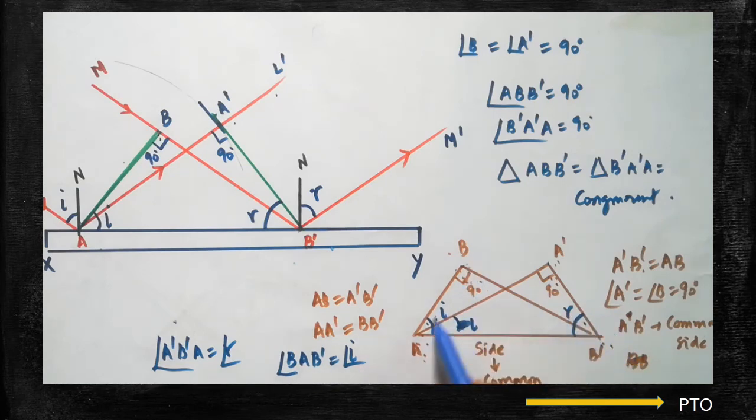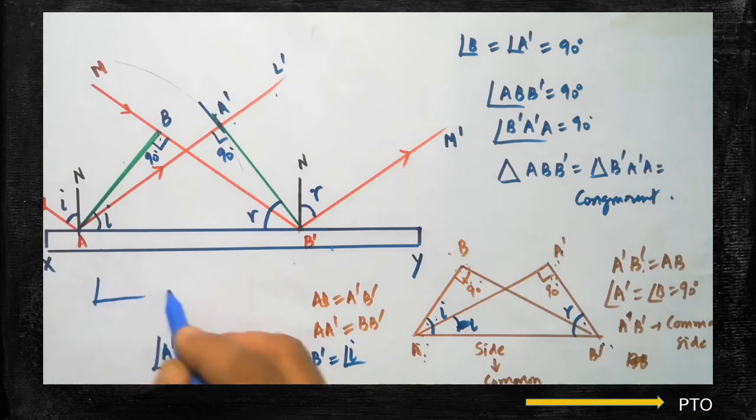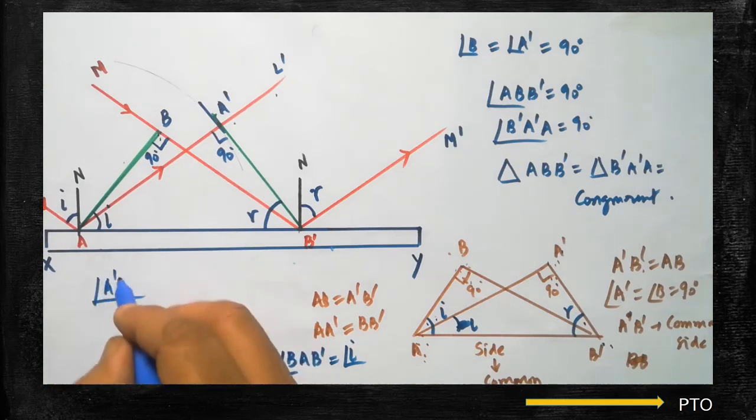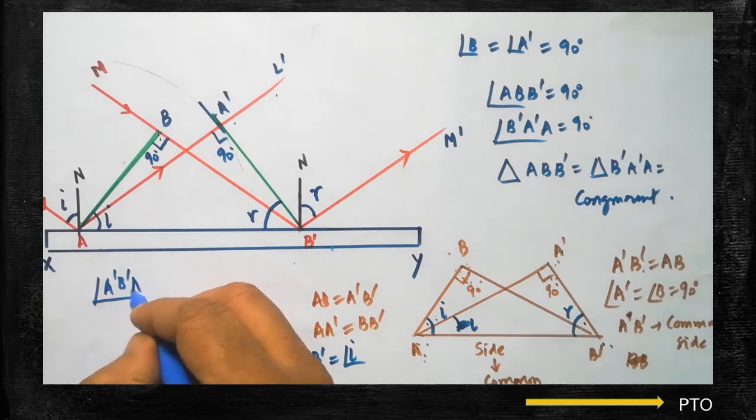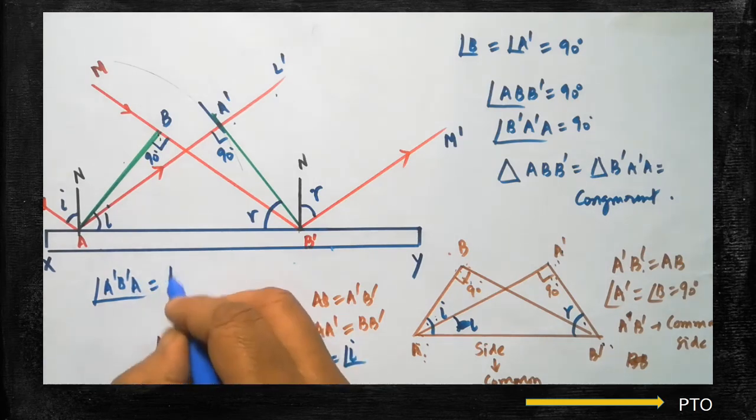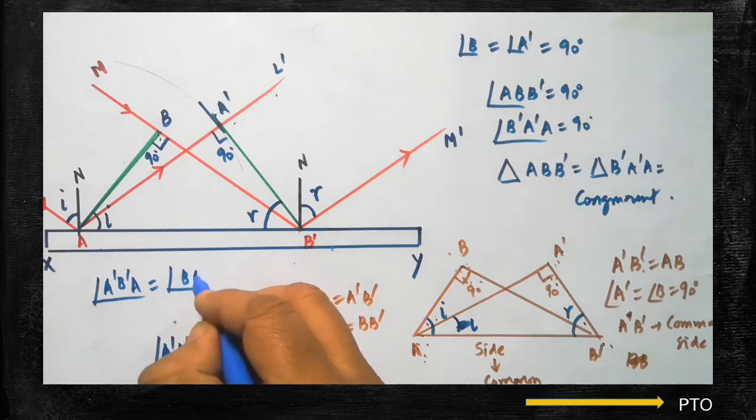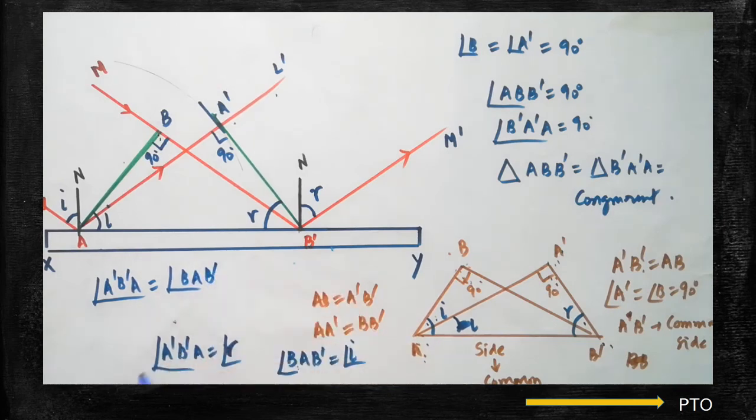How will you write? B dash, that is angle of incidence I. Another angle is there. A dash B dash A, that is equal to R. Therefore, we can say that these two are equal. A dash B dash A is equal to which one? B dash. So finally we can prove that I is equal to R. So we have proved the angle of incidence only with the help of wavefronts, not with the help of rays.